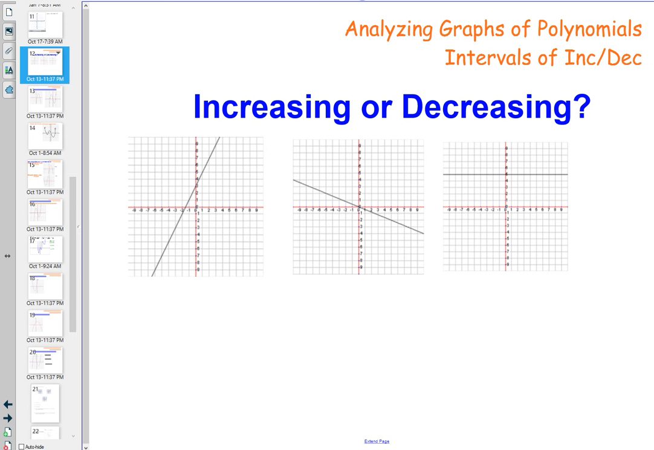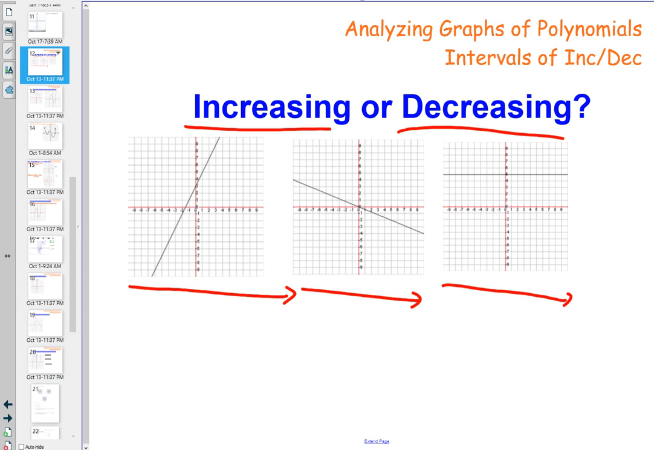When you use the words increasing or decreasing, you always assume that you are going along the function from left to right. So as you travel from left to right, if you are also going up, then your function is increasing. If as you go from left to right, the function is going down, then you are decreasing. And if you stay flat, then it's called constant.